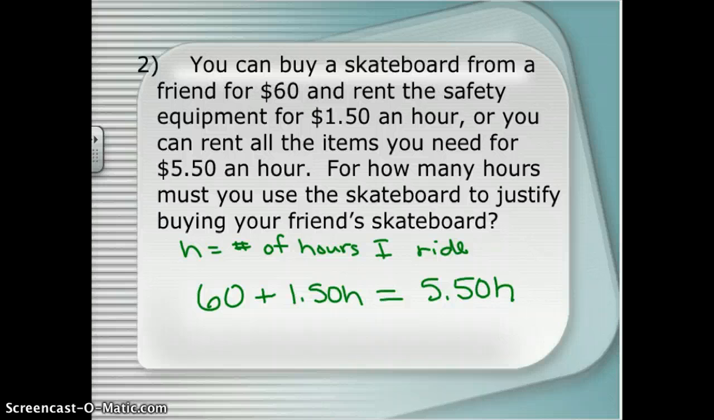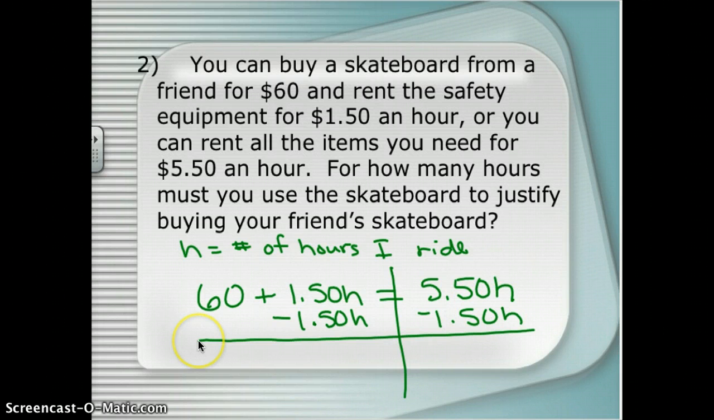I've got variables on both sides, so I want to choose to eliminate one of them. I recommend choosing to eliminate the 1.50h. So I'm going to subtract 1.50h from both sides. And I'm going to be left with 60 on the left equals 4h. Okay, and now I can just divide by 4 on both sides, and I get h equals 15.